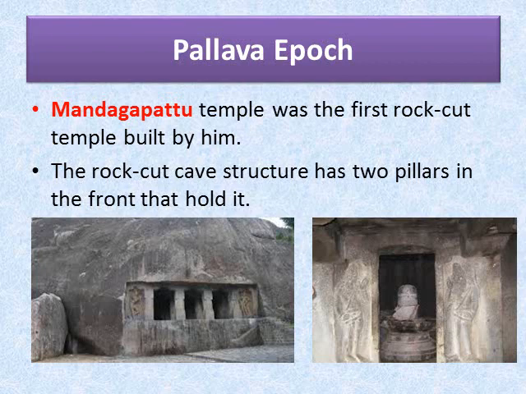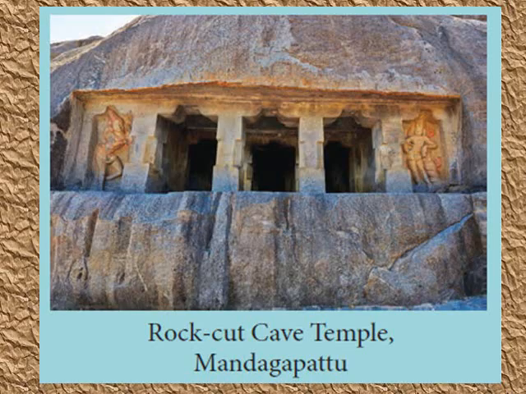The rock cut cave structure has two pillars in the front that hold it. So that rock cut temple has two pillars in the front, which hold the temple together. The picture shows the rock cut cave temple at Mandagapattu. The Mandagapattu cave temple, which is one of the oldest cave temples or the first cave temple in Tamilnadu, is located in the Villupuram district.